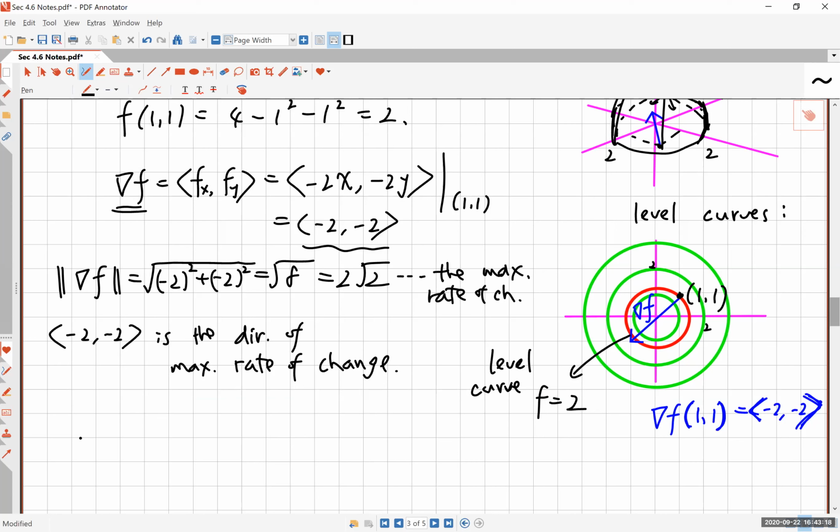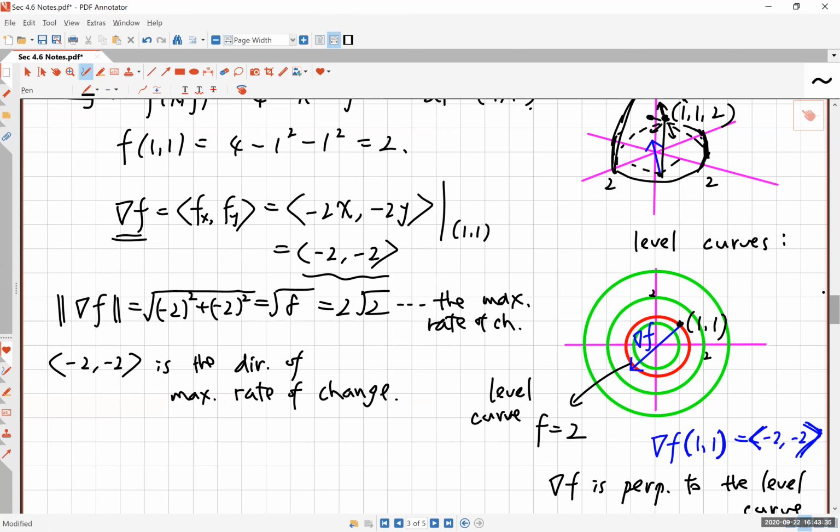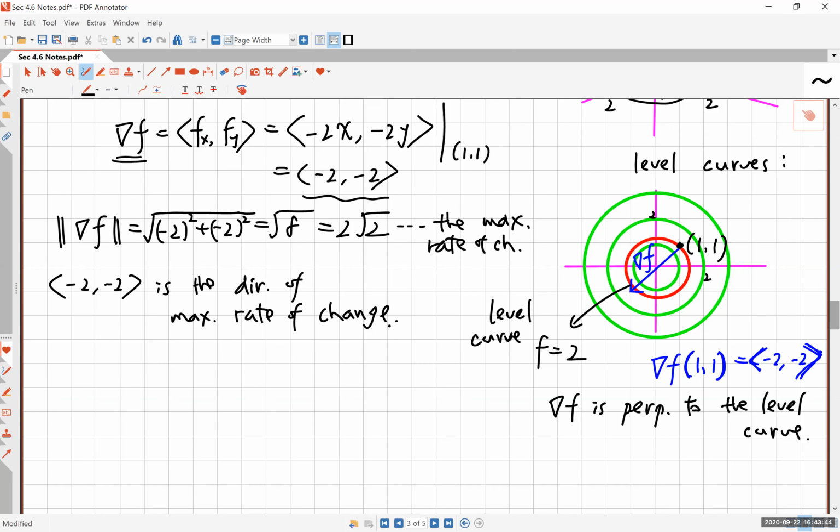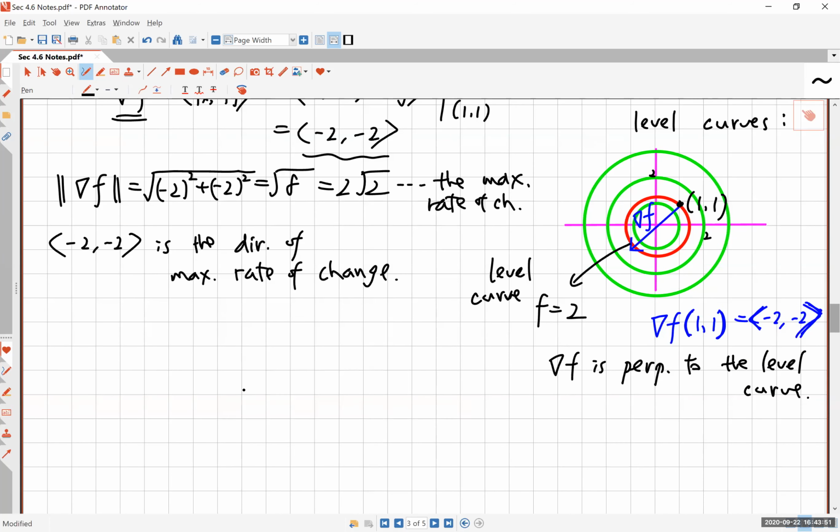Okay. Now you notice here, this is perpendicular or orthogonal to what? To the level curve, right? The level curve is the red circle, and so you can see it's perpendicular. That's because the directional derivative along the level curve, meaning that you are not going up or down, is zero, so they are perpendicular to each other because the dot product is equal to 0. All right, so that's the picture.